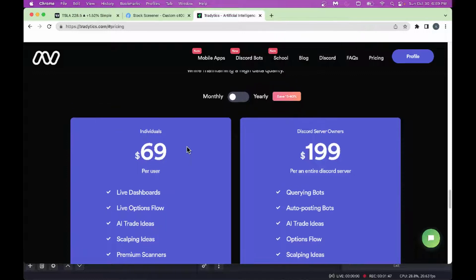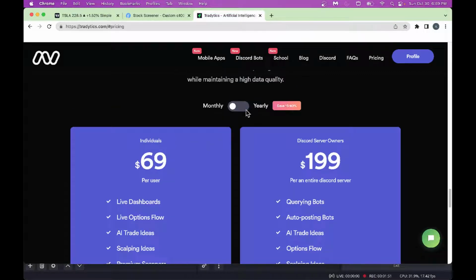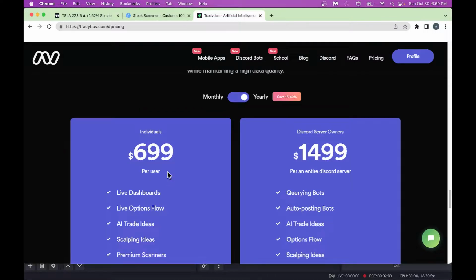Afterwards, if you like it, you could pay $69 per user if it's monthly, or you could go for a yearly plan. Yearly, you pay around $699 per year. Not a bad price. I've seen platforms like Flow Algo charging you much more. This is a good platform with a lot of visual effect. I think it's a great platform, one of the best platforms I've seen so far.